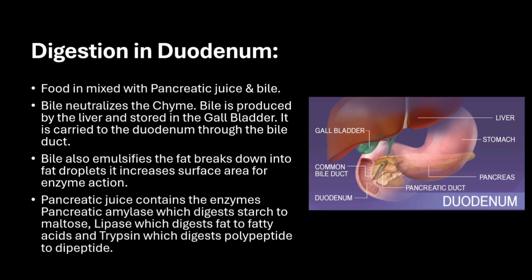Pancreatic juice contains the enzyme pancreatic amylase. This digests starch to maltose. Starch was partially digested in the mouth through salivary amylase. Now it is digested into maltose through pancreatic amylase. Another enzyme in pancreatic juice is lipase. Lipase digests fat to fatty acids, and another enzyme is trypsin, which digests polypeptide to dipeptide.